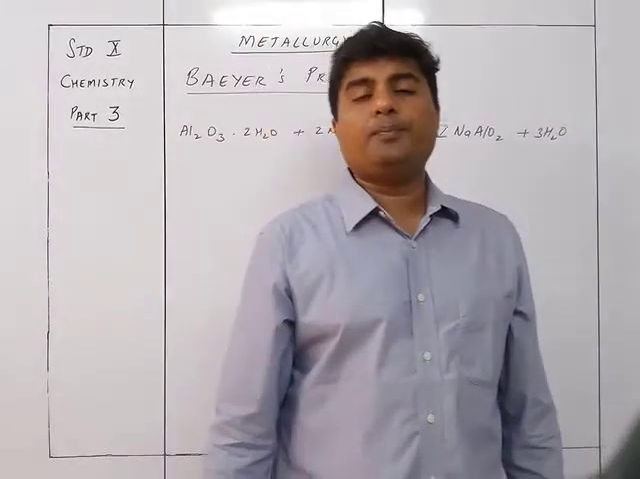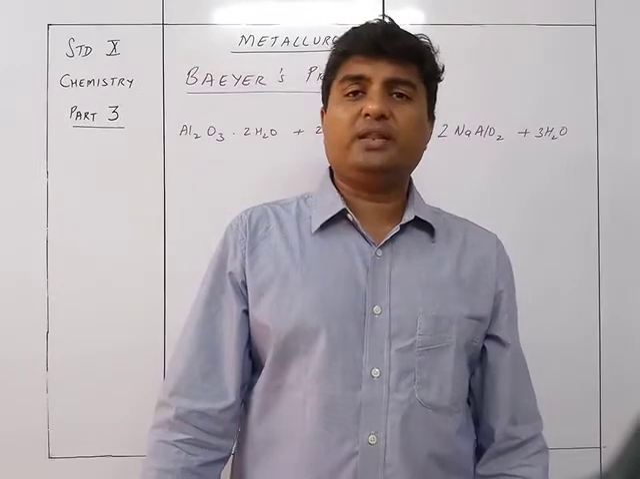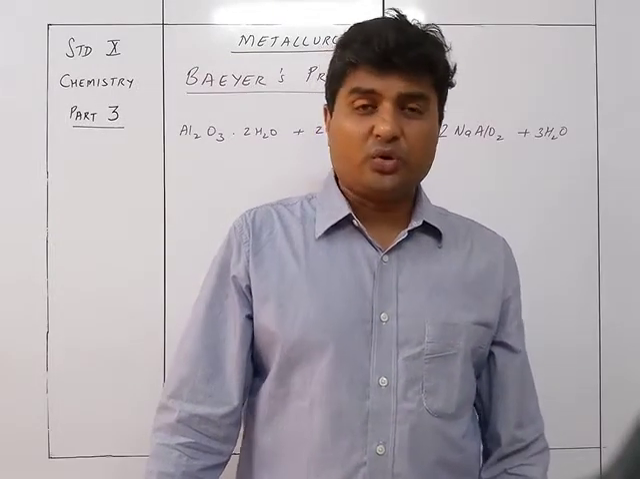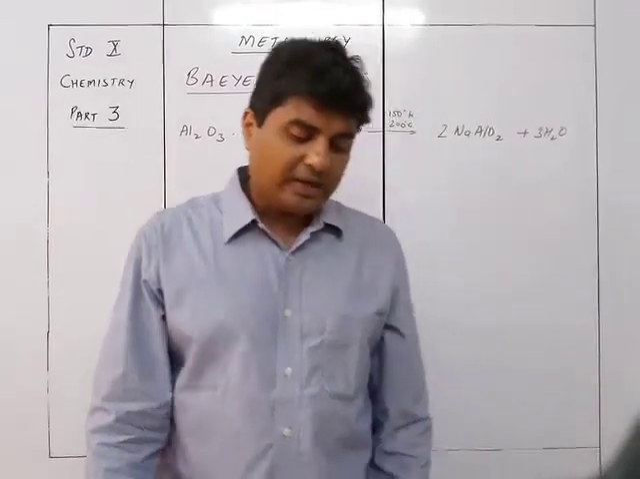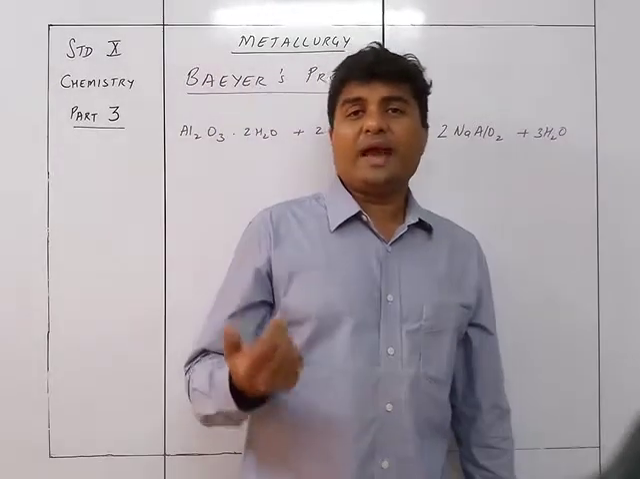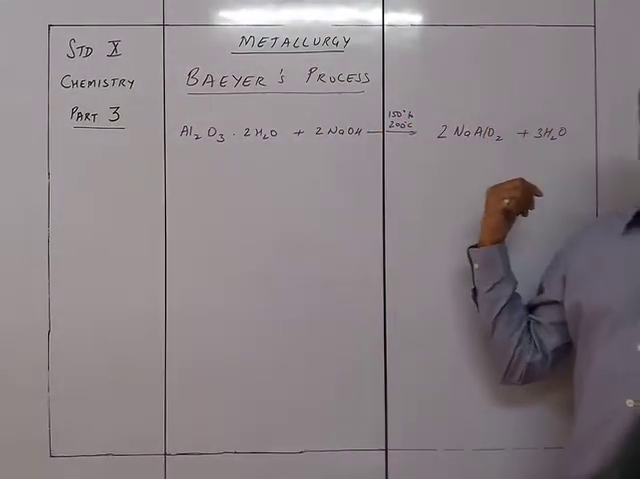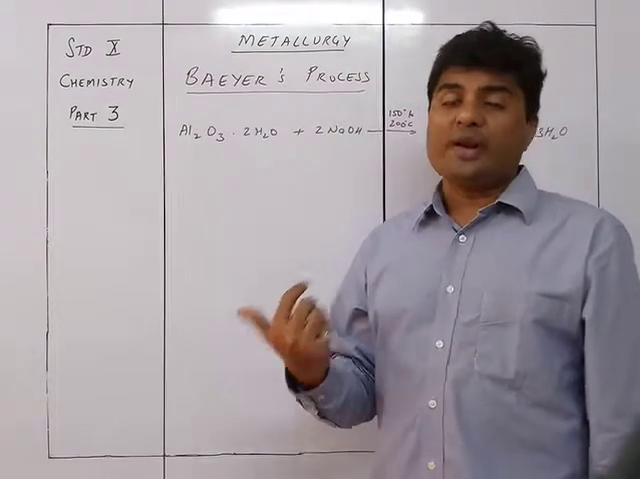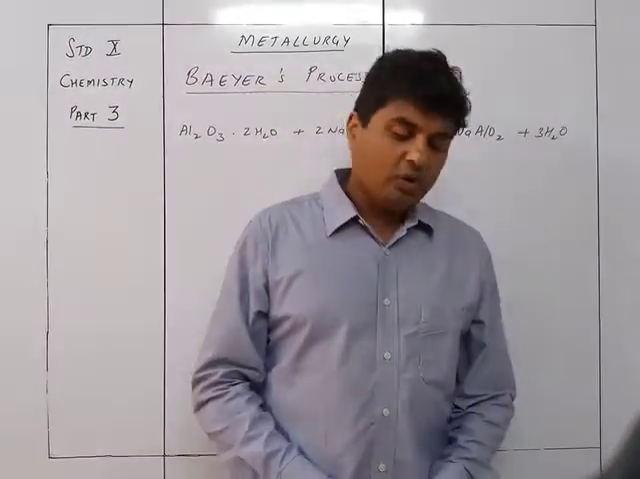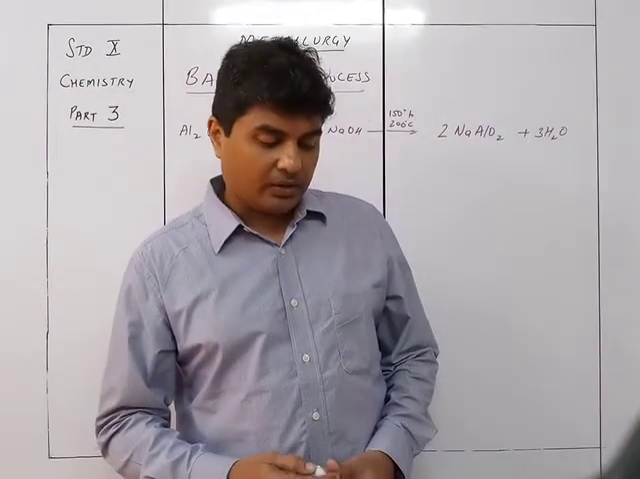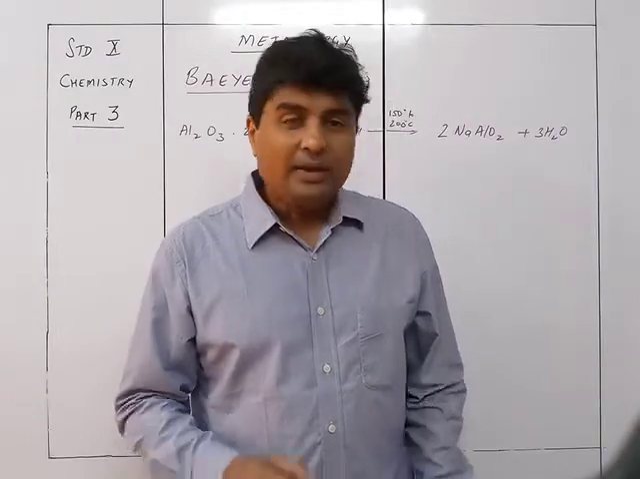This could be a very important give-reason question: why is NaOH used in the purification or concentration of the ore in the Bayer's process? So you need to write these points: bauxite reacts with NaOH because it is amphoteric in nature, giving salt plus water, whereas the impurities are not amphoteric, so they will not dissolve and will be left out. This is the main reason NaOH is required. Now comes the next step.